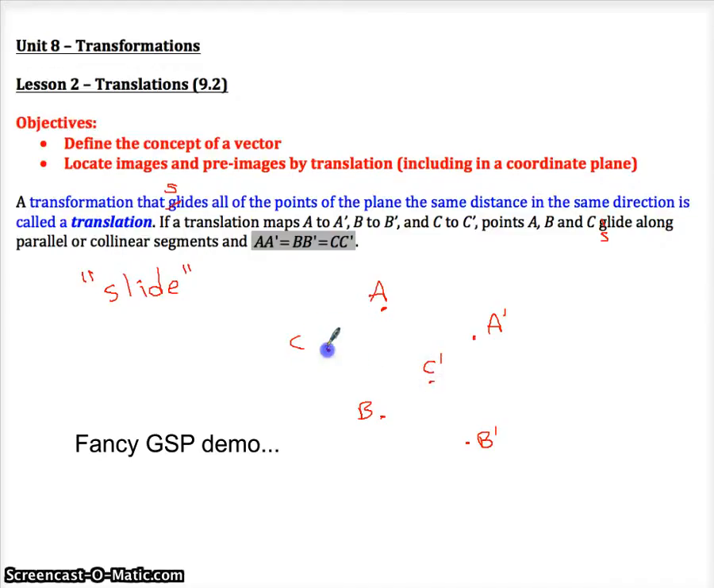What this is saying is if all of these are under the same translation, the trip that A took to go to A prime, by the trip I mean the slide, the direction and the distance, it went kind of downwards and to the right. C did the same trip, B did the same trip. So really, slide is the name of the game here. And if I connected all those points, A to A prime, B to B prime, C to C prime, all those segments would all be congruent and parallel. That's what's going on in a translation. They all go the same distance and direction, so they'll all be parallel and congruent if you looked at the before and after.